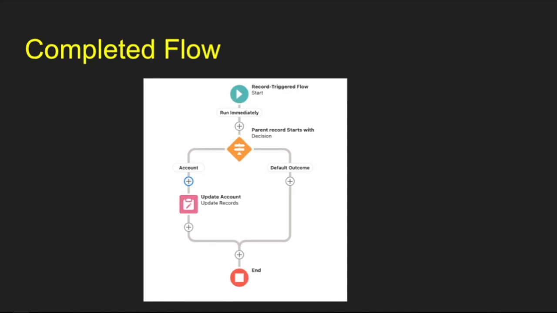So this is the completed flow. We have our record trigger flow start there. There's all the conditions in there. We have a secondary check to make sure that the record is actually tied to an account. If it is tied to an account, we're going to go ahead and update that record. If it doesn't match, then we don't do anything with that completed record. This is a quick way to have your task update your parent record.